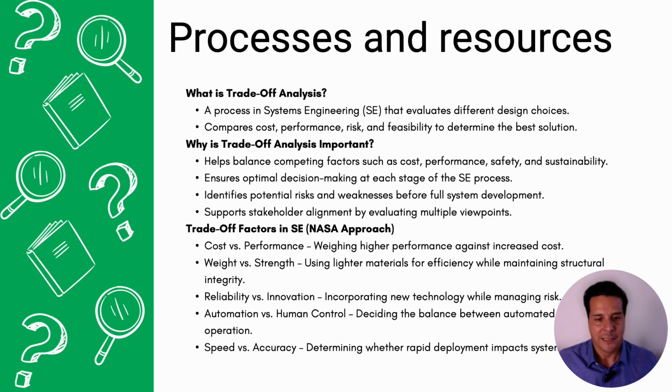What are those trade-offs? The key trade-offs are cost and performance, weight and strength, reliability and innovation, automation and human control, speed and accuracy. They are very high level. Of course, for specific areas, they might be more or different, but these are the ones that, based on the handbook by NASA, you understand where you are doing trade-offs. I'm gonna repeat them. Cost and performance, weight and strength, reliability and innovation, automation and human control, speed and accuracy.